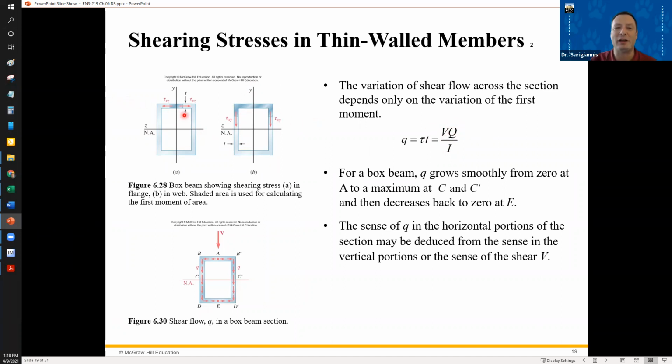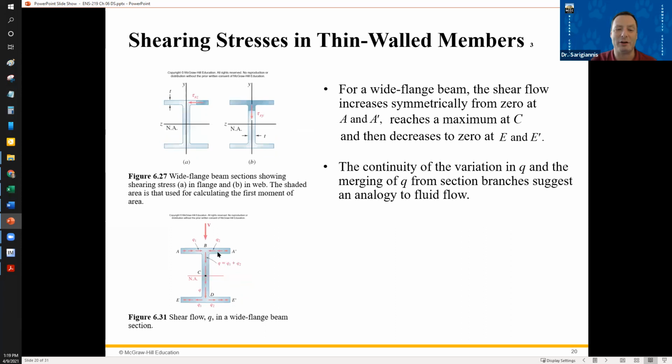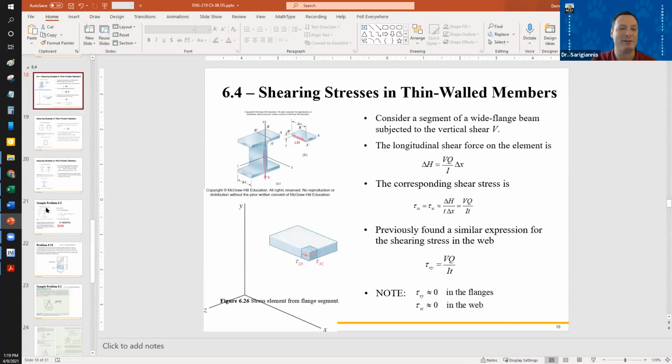So as Q changes, it increases. Remember, Q is area times y bar, with y bar being the distance from the centroid of the shaded area to the neutral axis. And what's happening here? Q is increasing as you go outwards from, say, this position to this position, and then you keep going down. So the tau xy, the shear stress at the interface, keeps growing. And you can see that denoted here with these arrows.